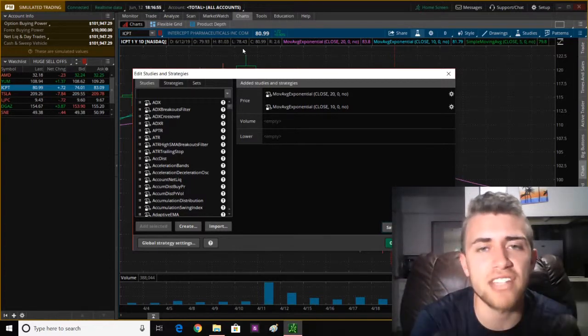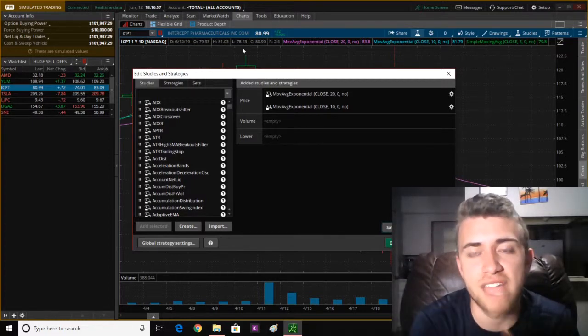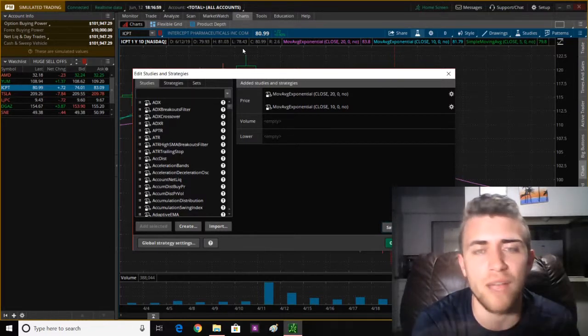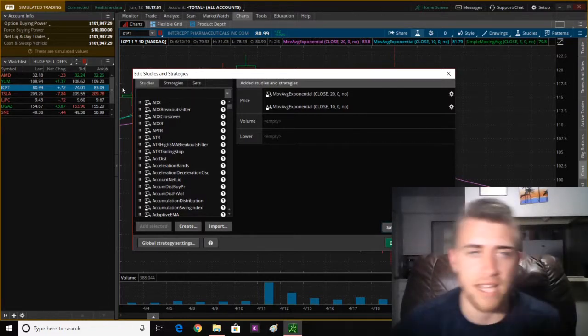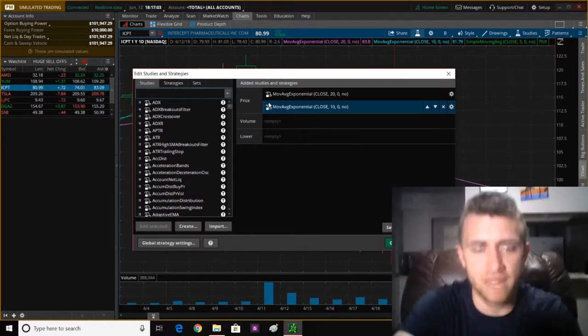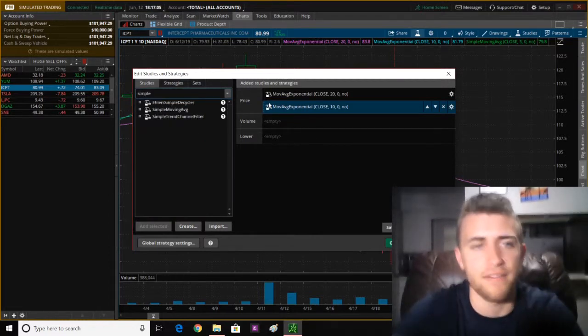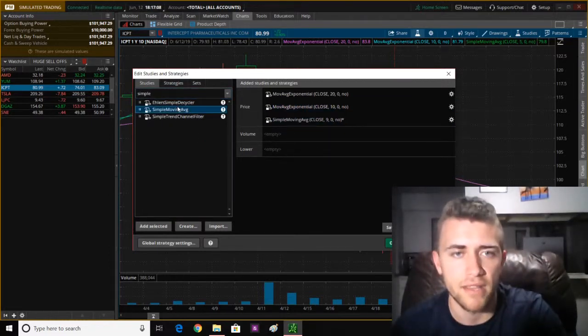Next, what I actually didn't have in my original set was the simple moving average. I don't know why I didn't have that on there, but I'm going to show you what that is too. The simple moving average is something that definitely needs to be there if you're going to trade long term.